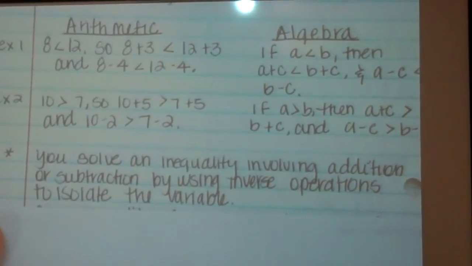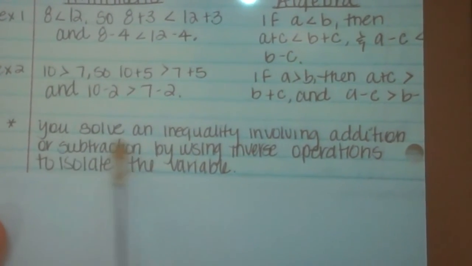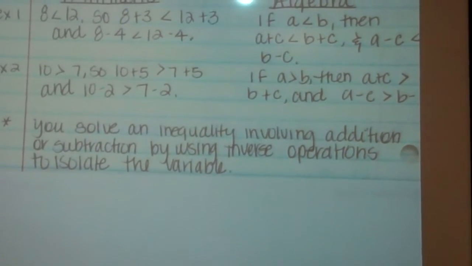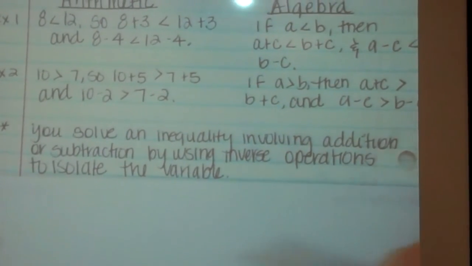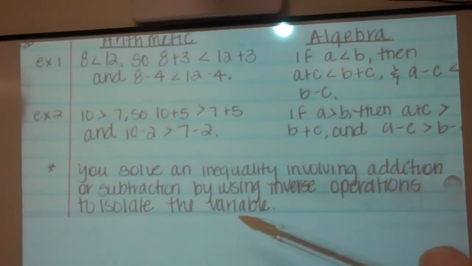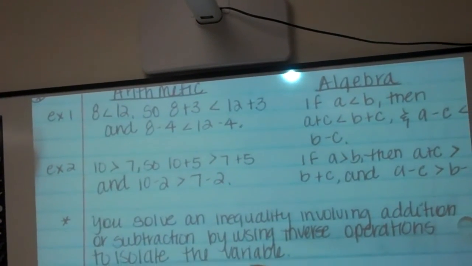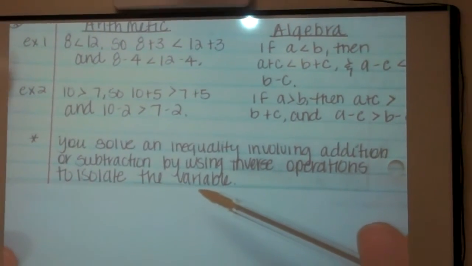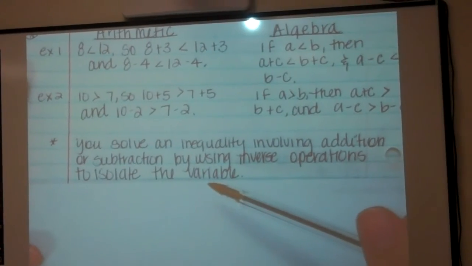Alright, here's another starred portion. If I'm going too quickly, let me know. You solve an inequality involving addition or subtraction by using inverse operations to isolate the variable. When did we use inverse operations before? When we solved equations with equal signs. So this would be the same thing as if we were doing it with an equal sign, right?